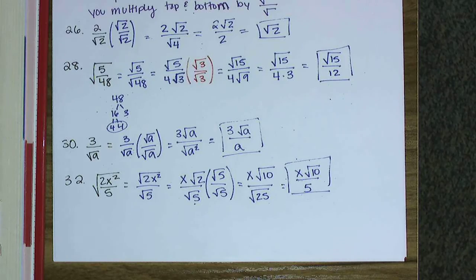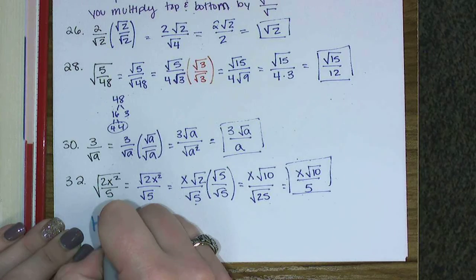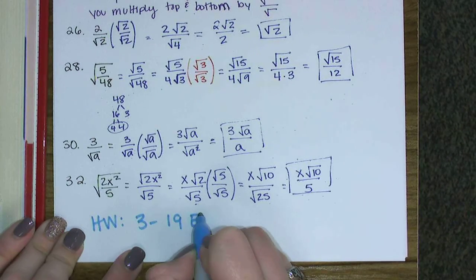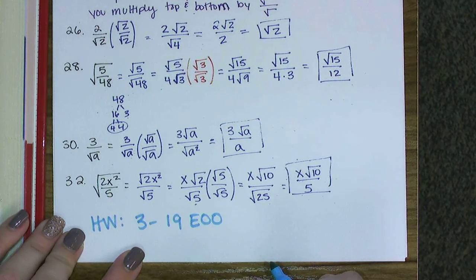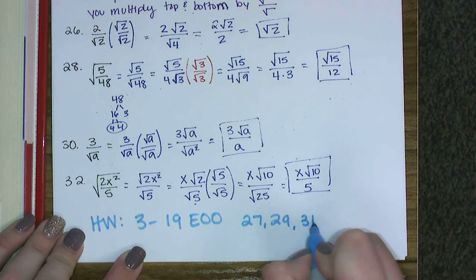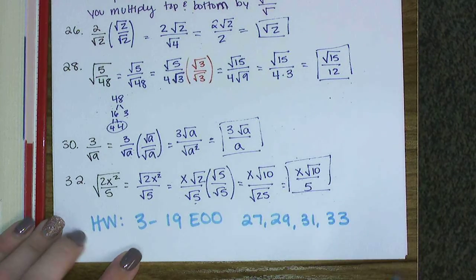So, all that to be said, your homework is 3 through 19, every other odd, and then 27, 29, 31, and 33 for now. Okay, and I'll probably tack on a couple more problems, like I said, in the next day or so.